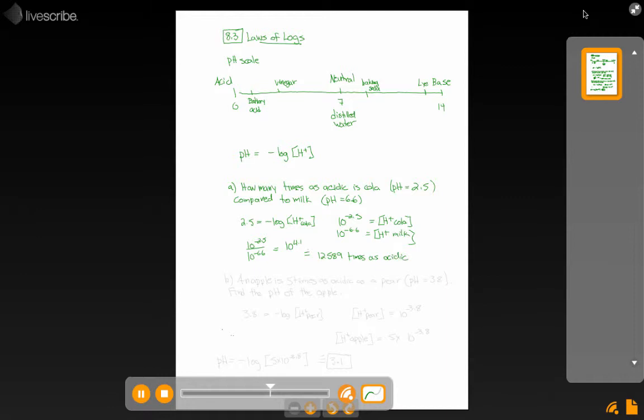Every step on the pH scale is a factor of 10. So if you have an acid that's a pH of 1 compared to an acid that's a pH of 2, the 1 is 10 times as strong. So in this case, we're 10 to the 4.1 times as strong.